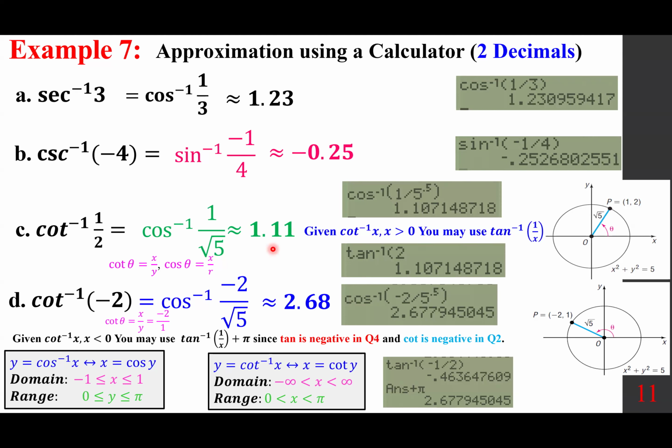That's pretty interesting. So again, just a quick recap. Secant, you can go to cosine. Cosecant, you can go to sine. Cotangent, if it's positive, you can even go to tangent. Either way, cosine or tangent. Tangent is even easier. But if cotangent is negative, you have two choices. Either go to cosine or go to tangent, and whatever the answer is, you must add a pi.